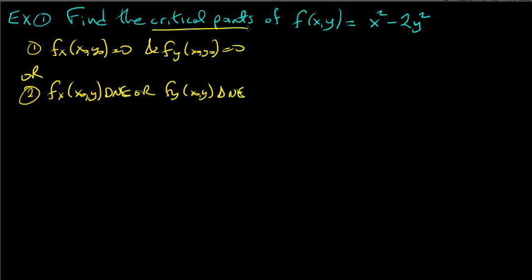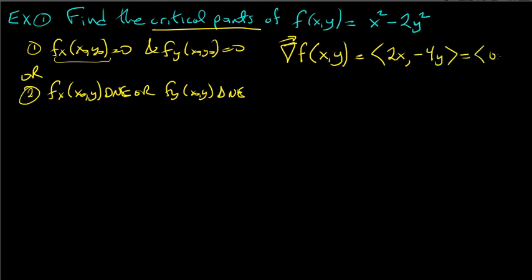So when I think of how to find critical points, I automatically go to the derivative. In this case, the derivative is just the gradient. The gradient is, again, the partial derivative with respect to x is 2x, and the partial derivative with respect to y is negative 4y. So where is the gradient equal to 0? And by 0, I mean the 0 vector. Well, you get two equations.